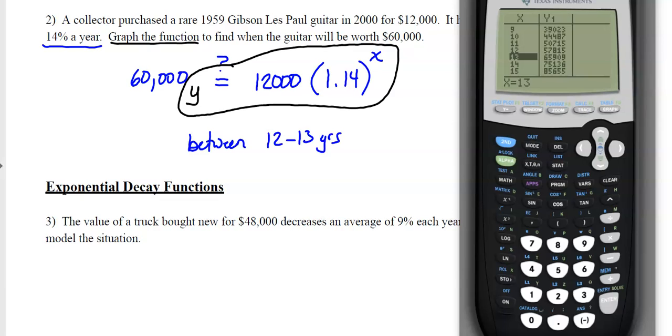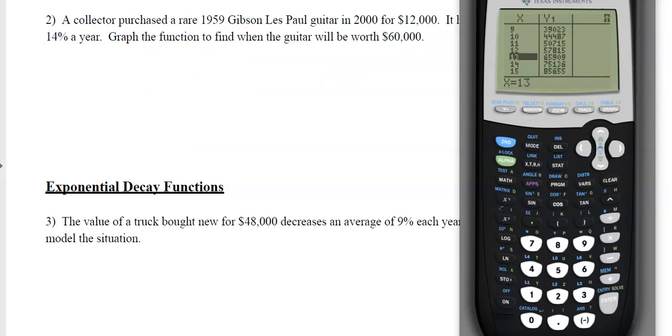Now, I didn't really tell you how nitty-gritty to get. If I wanted to get down to the nearest tenth or the nearest hundredth, I'll show you how to do that. Basically, I could just hit second table set. And let's start at 12 because we know it's right after that. And let's go by, let's get really in there, 0.01. So now when I go to my table, I could find out a little bit closer, where does that 60 end up being?